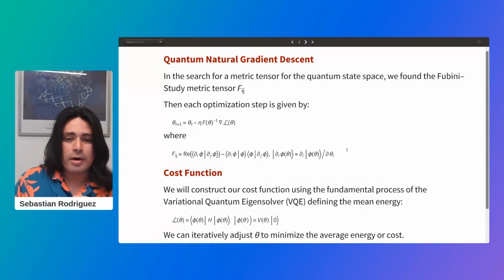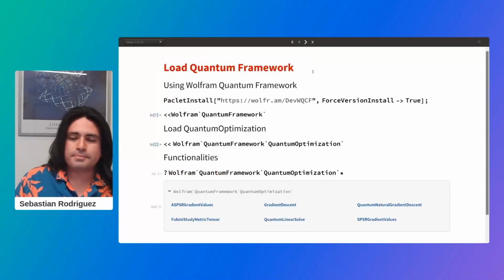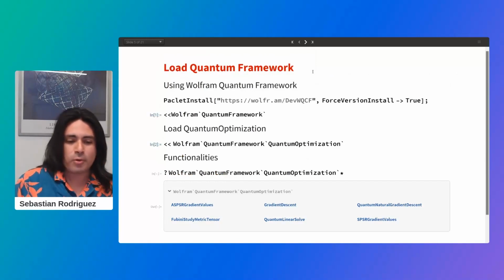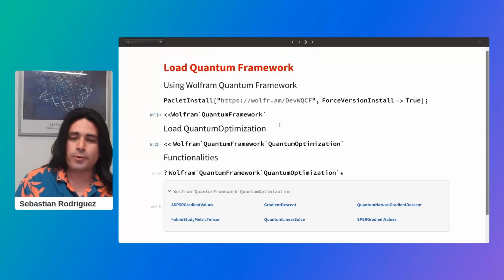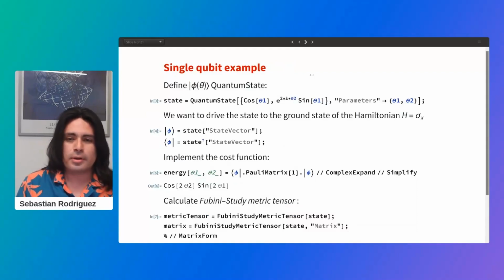So now that we have reviewed all the important stuff, we can start with a pretty simple example. But right before that, we need to load the quantum framework. We can install the quantum framework and load it, and for this case we also need to load the quantum optimization functionalities. In this case, we'll be using the quantum natural gradient descent, the quantum linear solve, the Fubini-Study metric tensor, and other functions. So let's get started with a single qubit example.